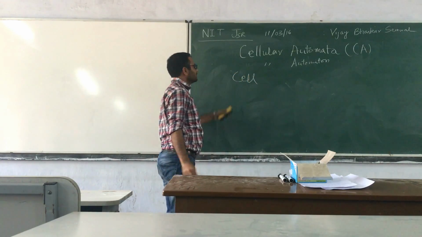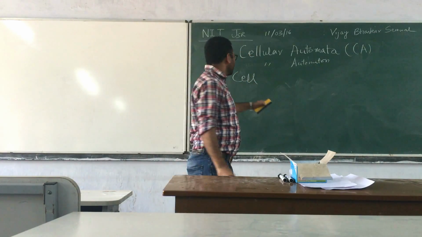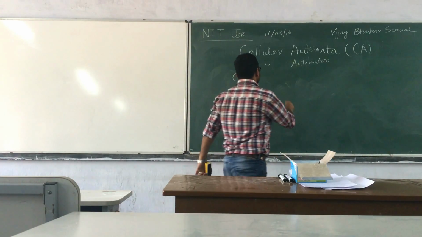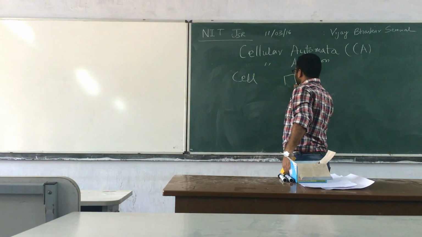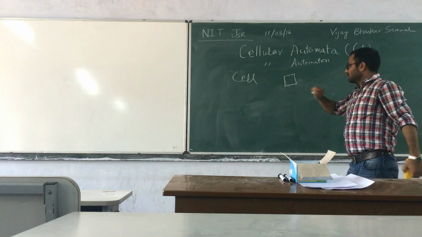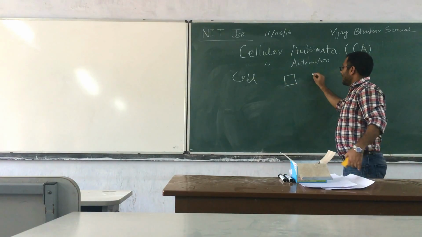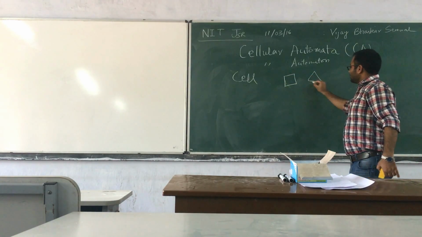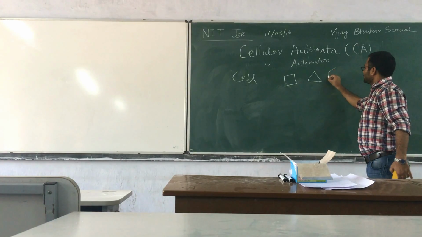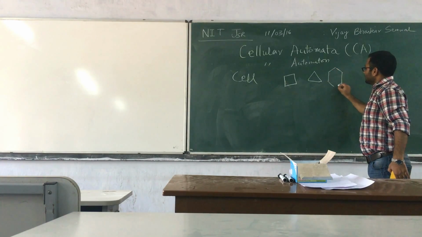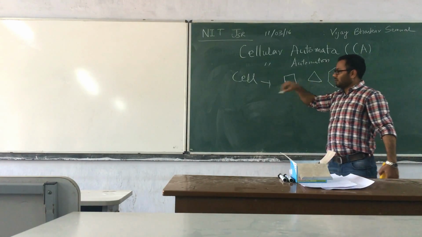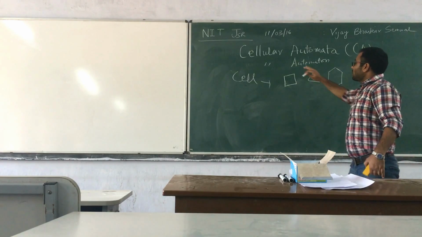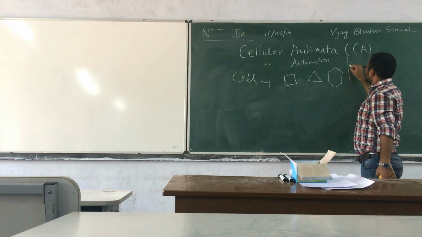This is the basic unit of cellular automata, and the cell is the basic unit, a representative unit, of certain types of cells. Like here, I am using a square cell. I can use a triangle cell. I can use a hexagonal cell. These all are cells. The property of cellular automata is that it is discrete.